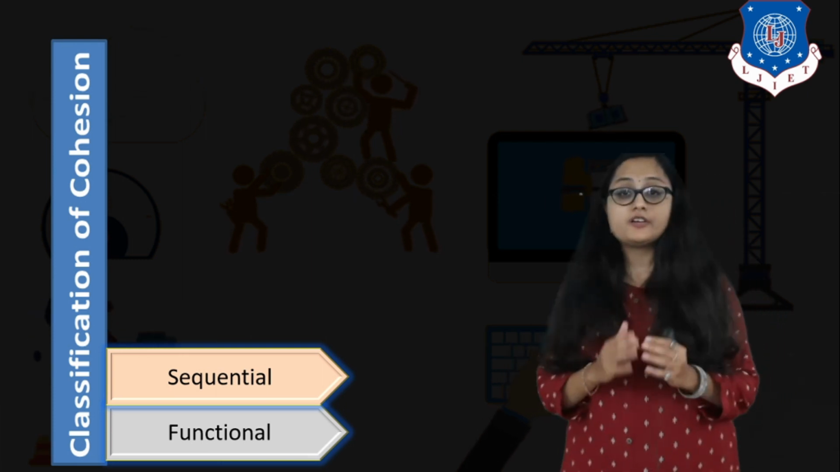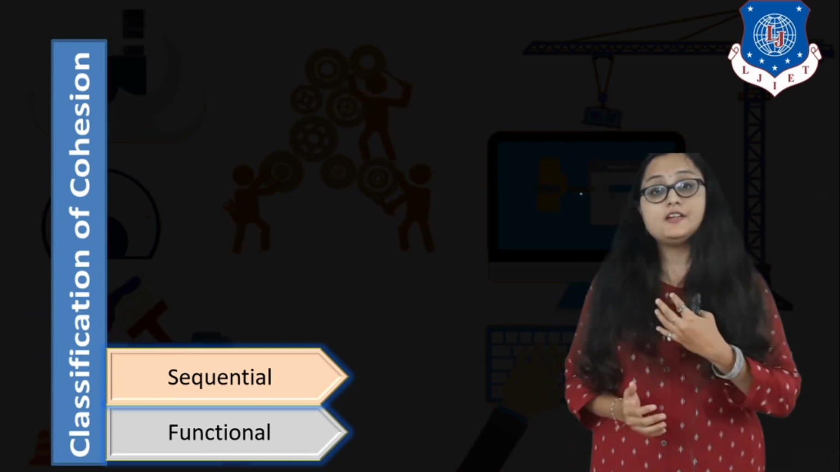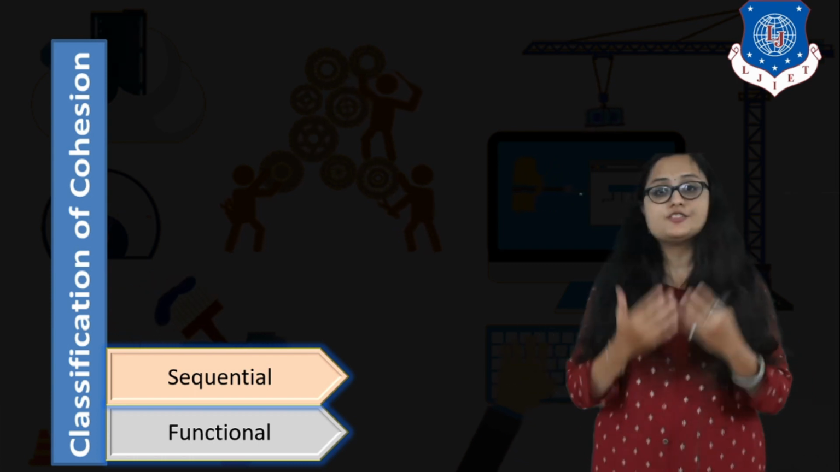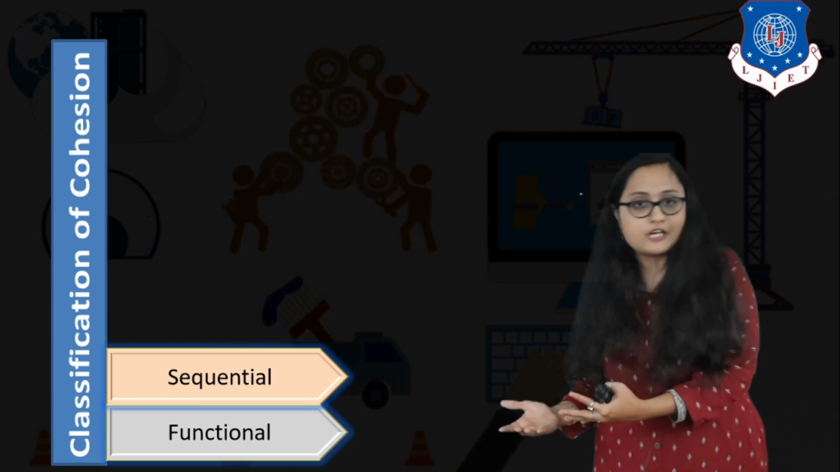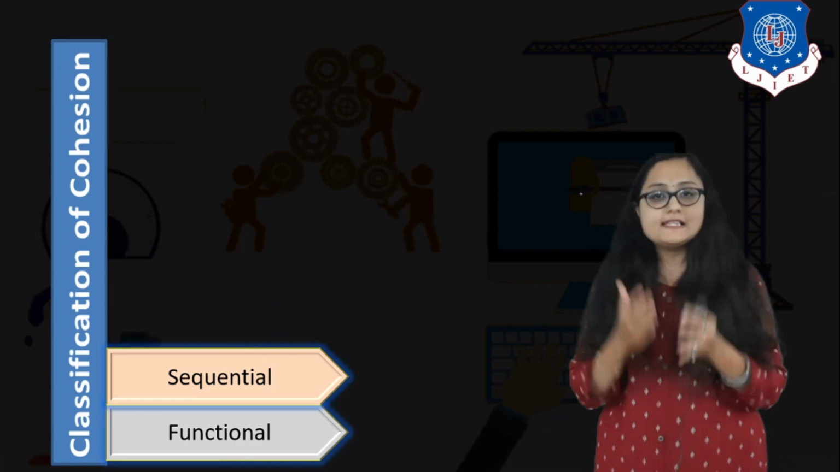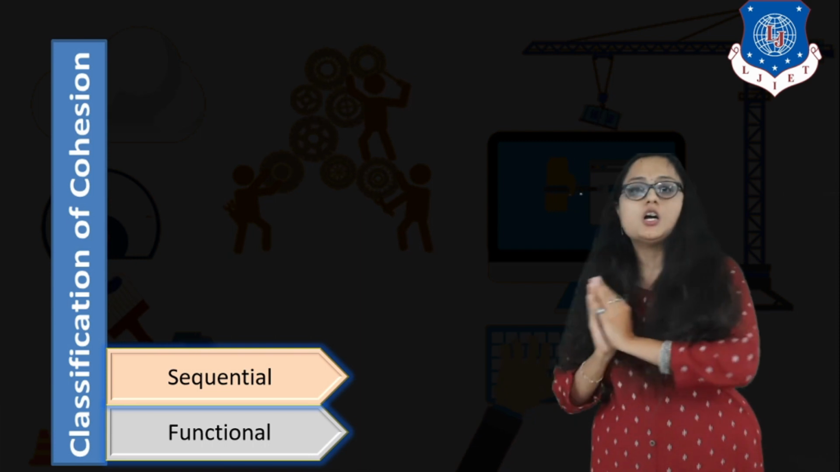For example, if you have a transaction processing system and the sequence of functions is: you are getting the input, you are validating the input, and you are sorting that input that you have currently validated. So basically that is sequential cohesion.